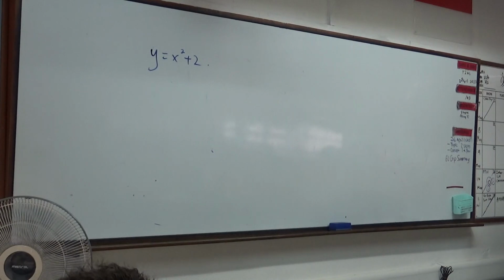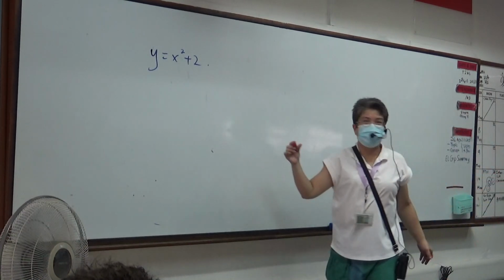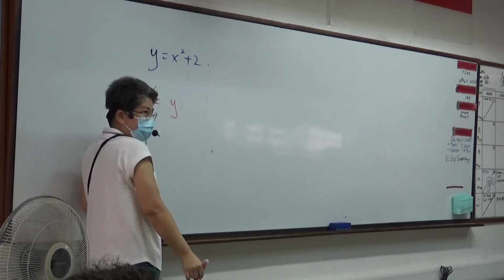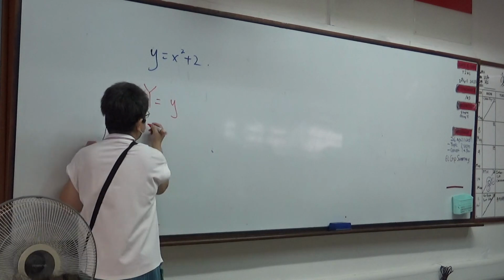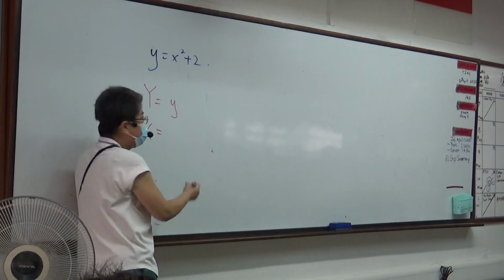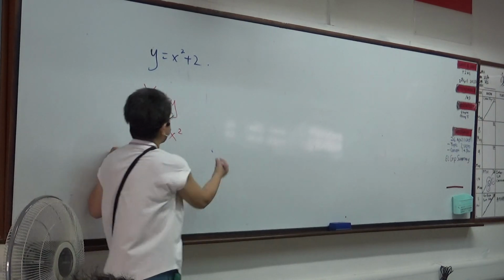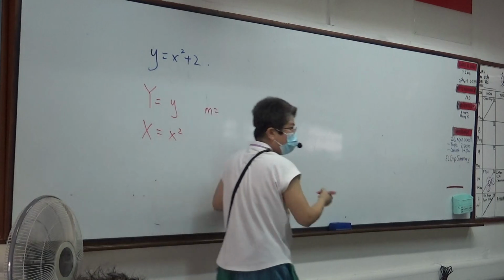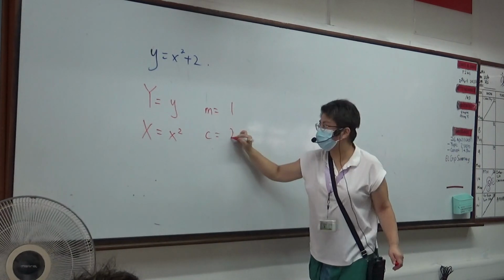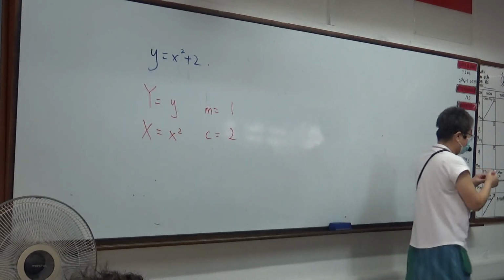Now, if they give you this, it's very easy. What's my capital Y? It's my little y, right? What's my capital X? It should be my x squared, right? Correct. What is my gradient? m is 1. What's my y-intercept? 2. Can you see it now? Very easy, right? Okay, next one.